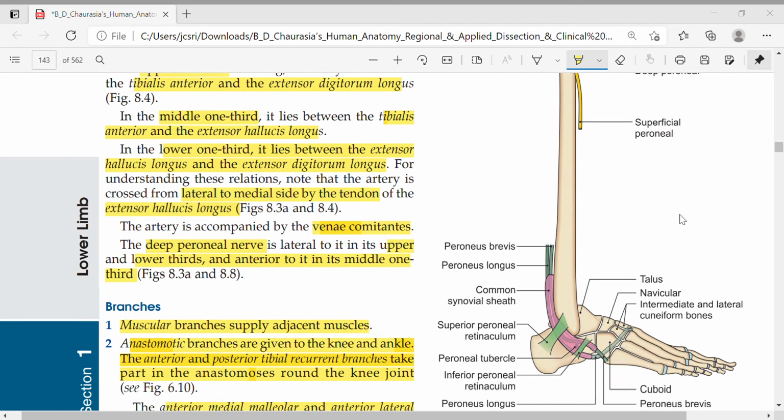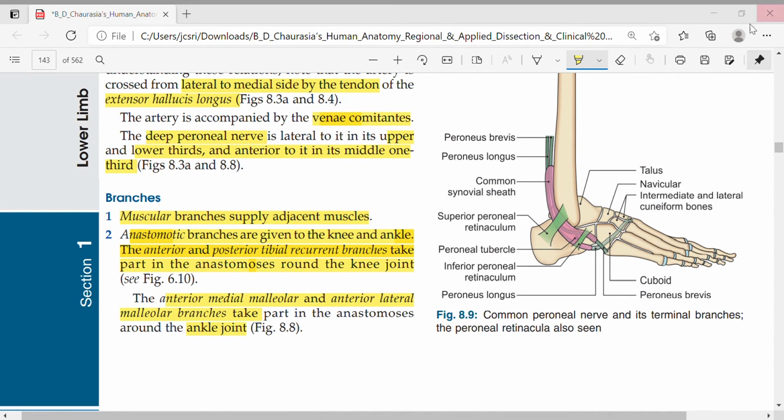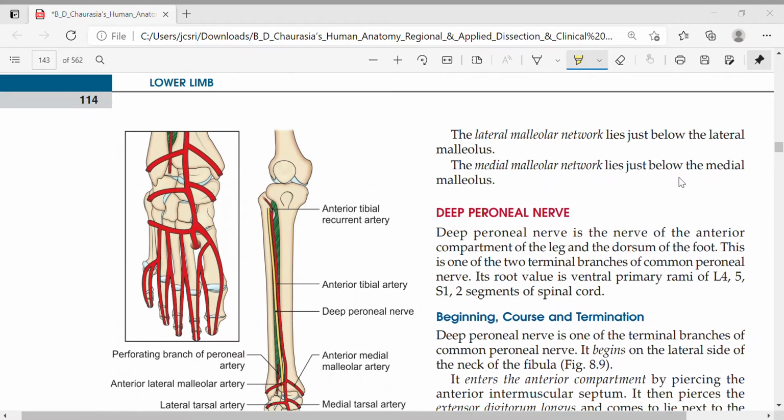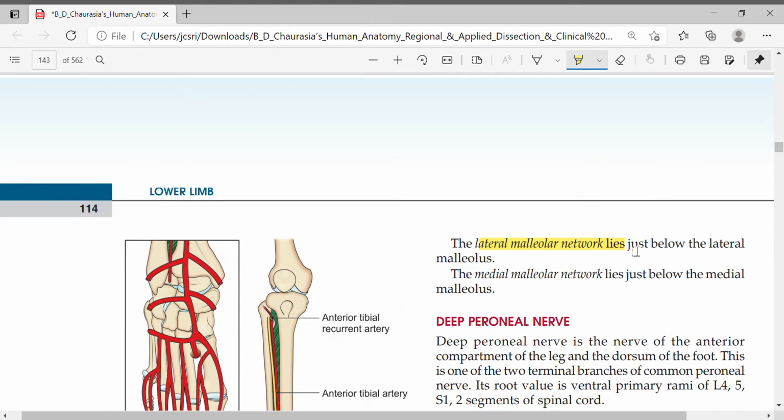But now you remember where the medial malleolar is, between 1 and 3, and 2 and 4 you should remember. And they take place in the ankle joint only. So right here you can see that the lateral malleolar network just lies below the lateral malleolus, and the medial malleolar network just below the medial malleolus.